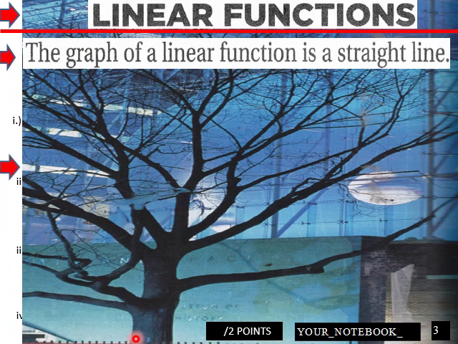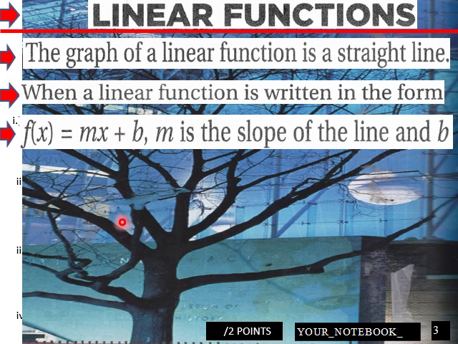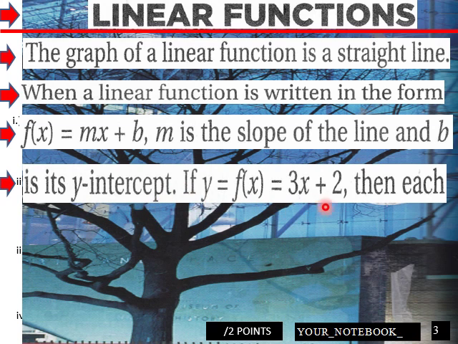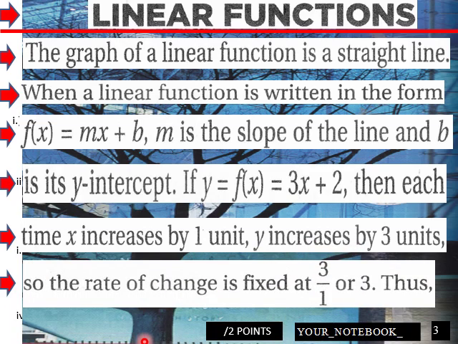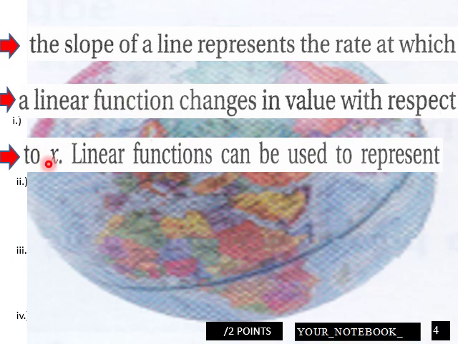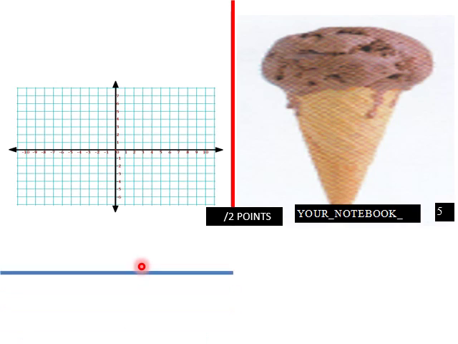The graph of a linear function is a straight line. When it's written in the form f of x equals mx plus b, m is the slope of the line and its y-intercept would be b. With a slope of 3 here, as x increases by 1 unit, y increases by 3 units. The rate of change is 3 over 1. The slope of a line represents the rate at which the linear function changes in value with respect to x. Linear functions can be used to represent situations with constant rates of change.